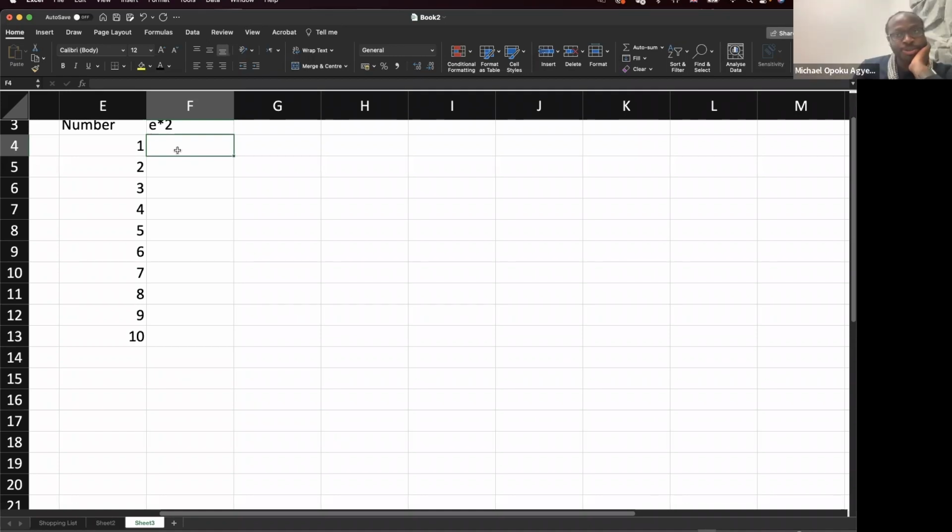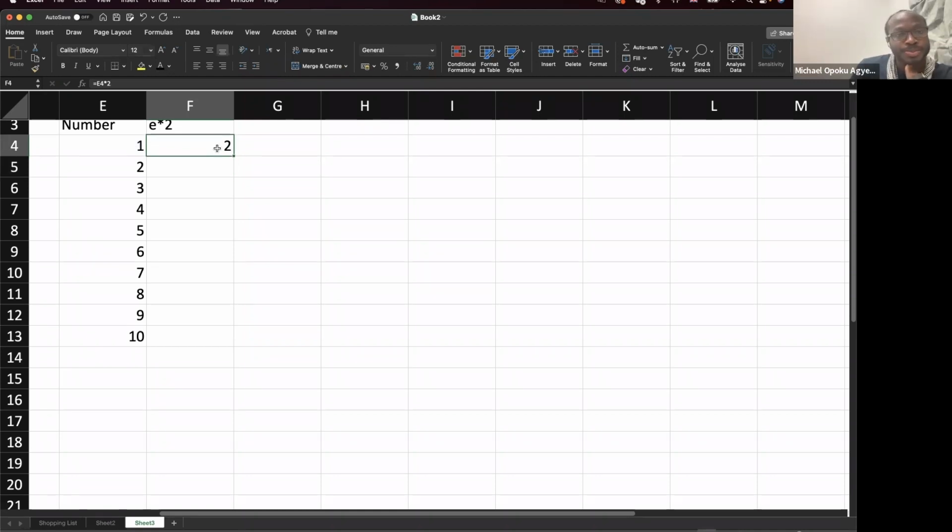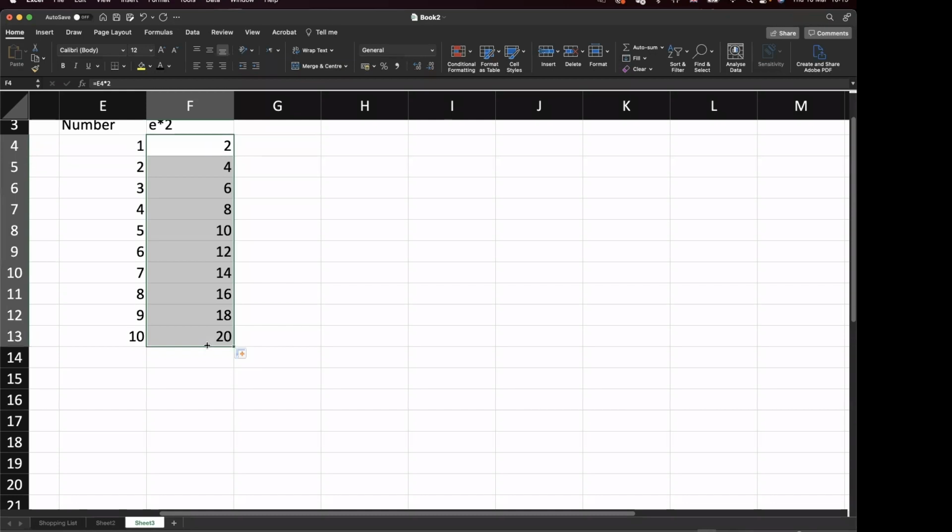What formula should I put in, Faith? Equal to E4 times 2. And afterwards, what do I do? You put your mouse at the corner there, then you bring it down. Oh, okay, it will multiply with that.